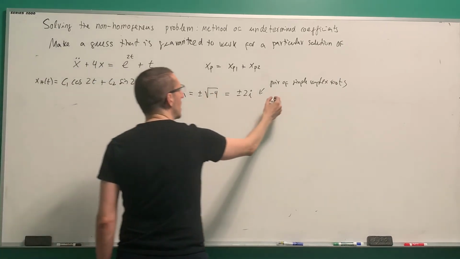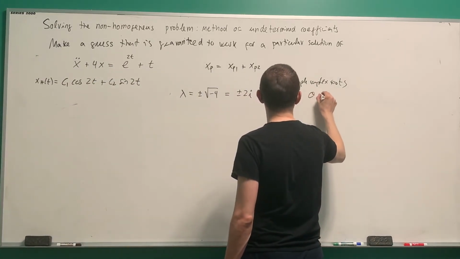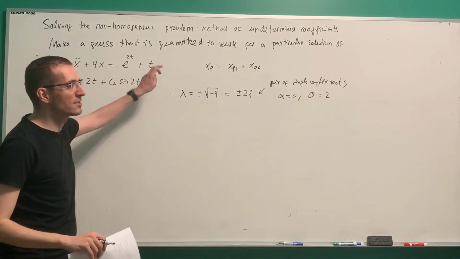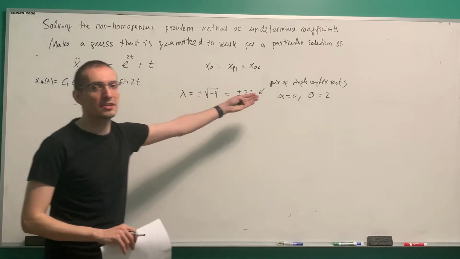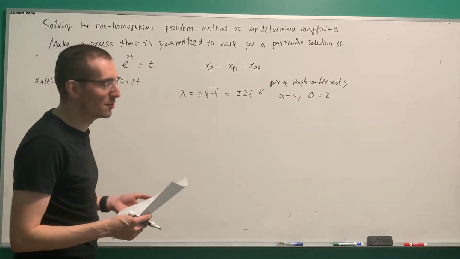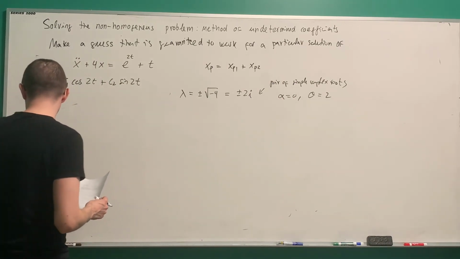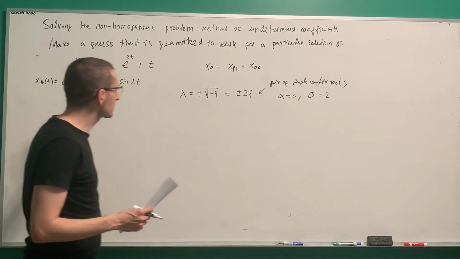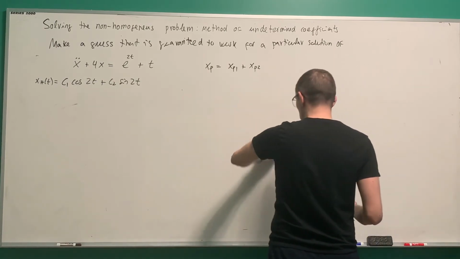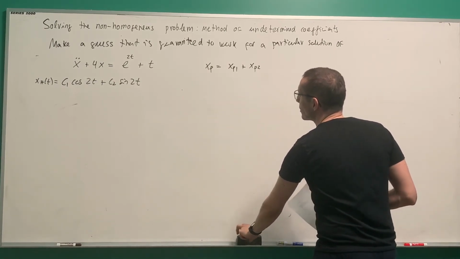How do I know that? Because alpha is 0, theta is 2. So this is multiplied by the exponential of alpha t, remember that. When alpha is different from 0, you would have to add it. Alright, so now that we have the solution to the homogeneous problem, let's solve the two independent particular solutions problems.